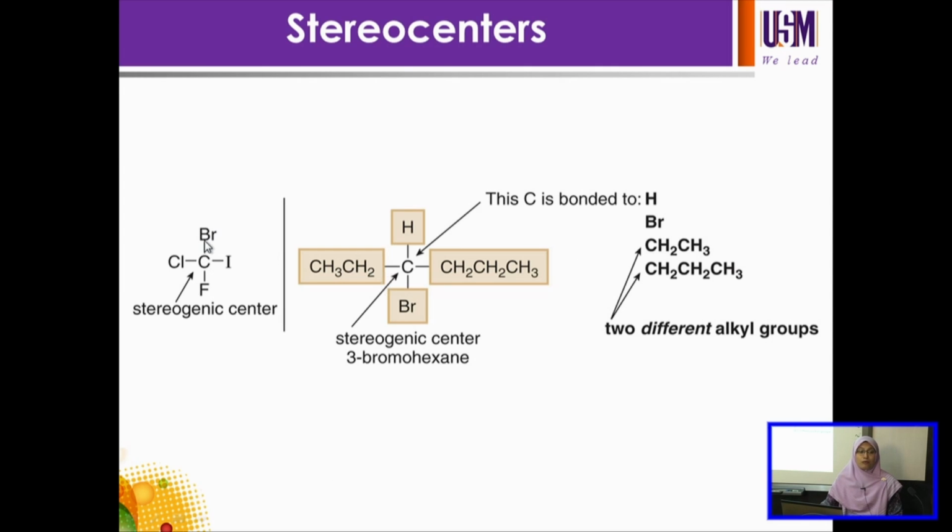For example, here we have bromochlorofluoroiodomethane. We have 4 different groups here, so this carbon is the stereogenic center. When we have another example, 3-bromohexane, we have 6 carbons here. We can identify only the 3rd carbon as the stereogenic center, because this carbon is attached to hydrogen, bromine, an ethyl group, and a propyl group. These two groups are different because one is an ethyl group and one is a propyl group. So it must be connected to 4 different groups and not 4 different atoms.